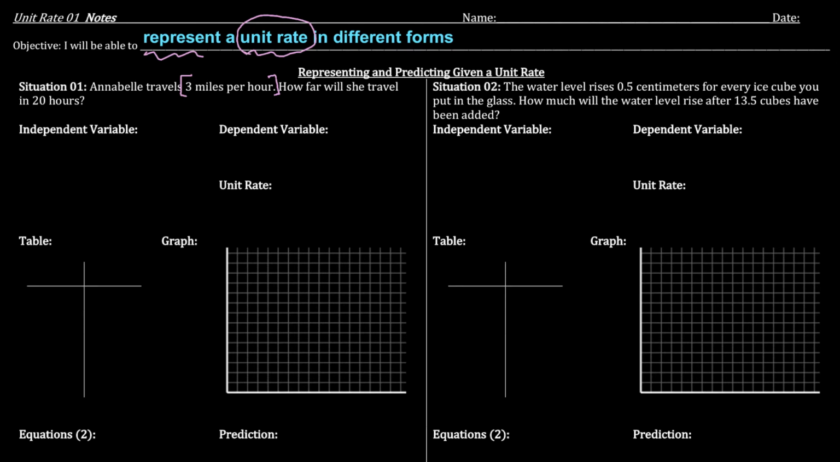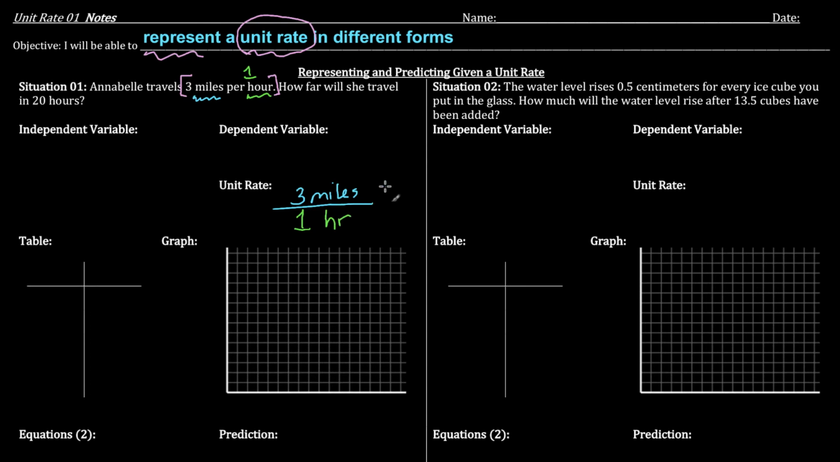and go ahead and write it. So our unit rate, we're talking about miles every 1 hour. So 3, let me make that blue. 3 miles every 1 hour. 3 miles every 1 hour.